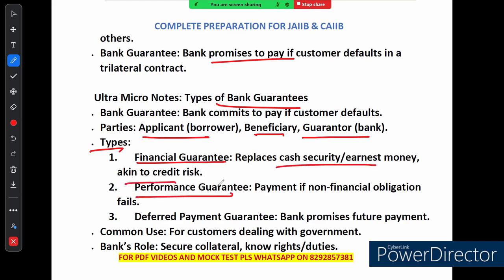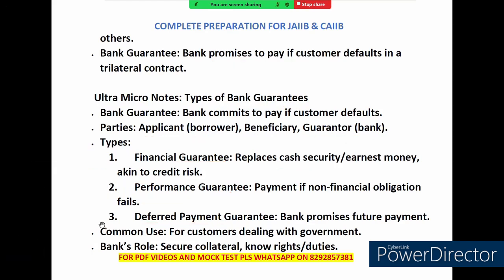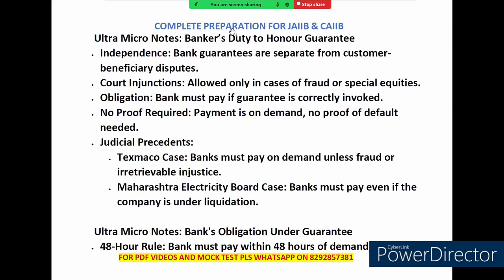Now performance guarantee, the bank pays if a non-financial obligation like a service is not fulfilled. Now the third is called deferred payment guarantee. The bank promises to make payment in the future. Now bank guarantees are often used with the customer when dealing with government contracts, right? So the bank plays a key role in securing collateral and understanding the rights and duties.